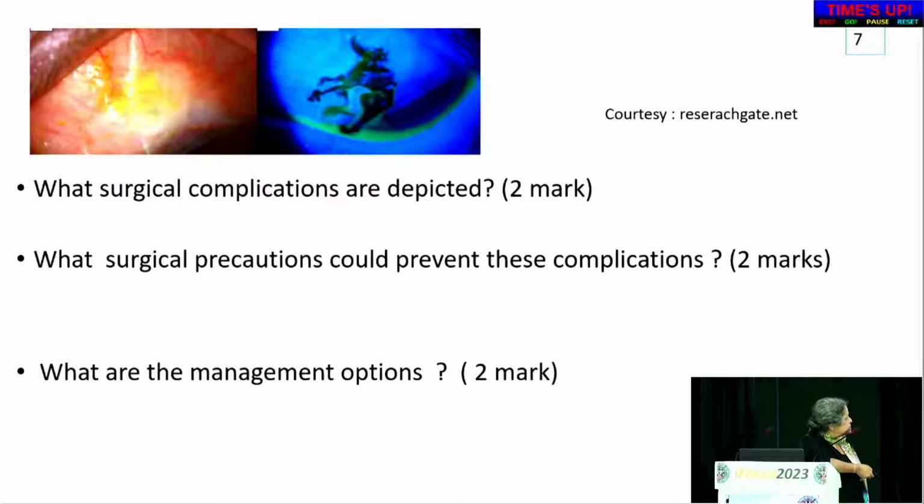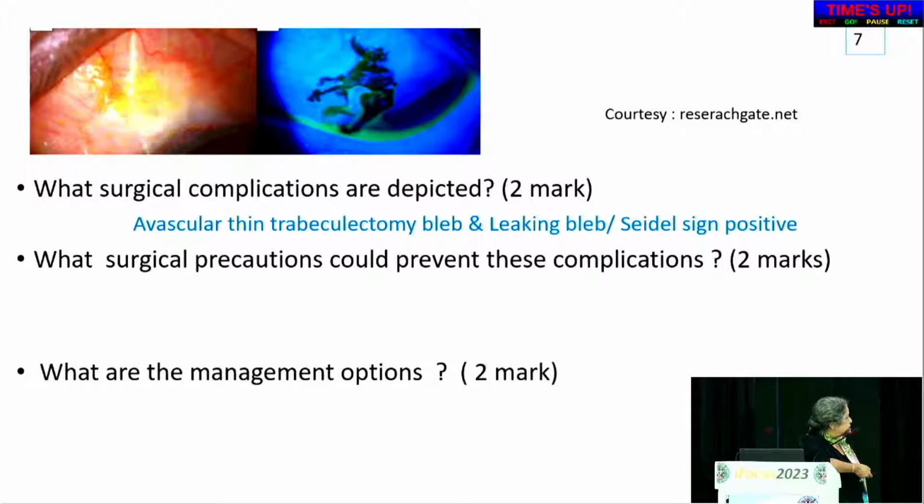So what surgical complications are depicted? Blebitis. What is this? Blue filter. What is this test called? So this is Seidel's positive. Avascular thin bleb, leaking bleb, Seidel's sign positive. What is bleb sweating will be the next question asked. What is mitomycin C complication would be asked next. Avascular bleb, all those aspects.